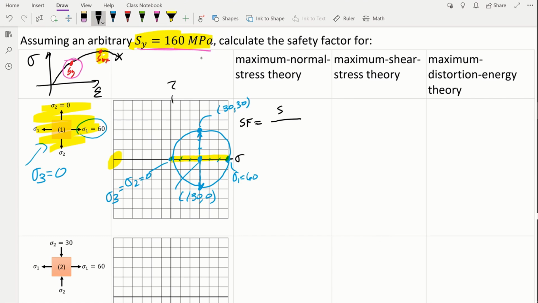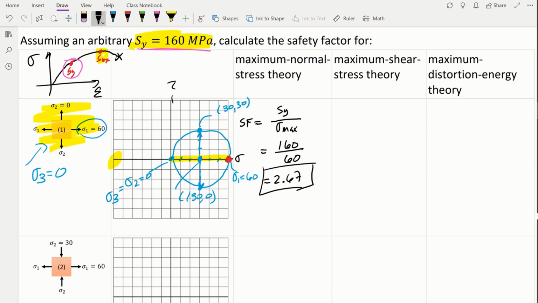So we're going to use the yield strength, again, because we don't have the ultimate, and we're going to divide by the maximum stress. What is this maximum stress? Well, it is this one here, which we just found. So on top, we put 160 megapascals. In the bottom, the stress was 60. So if we take 160 and divide by 60, this equals 2.67.